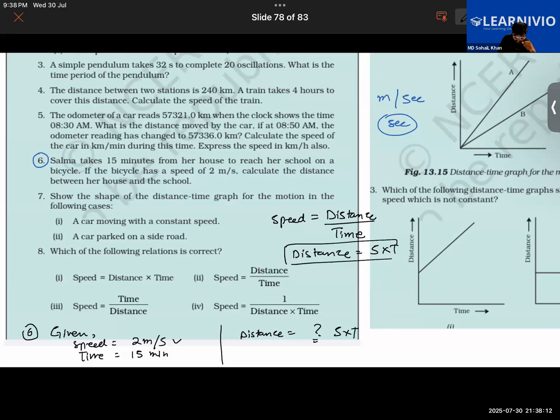So speed is given and time is given, but the unit of time is in minutes here, and for speed it's 2 meters per second. So time needs to be converted into seconds, and then you'll be multiplying it. Okay, Ibrahim, can you type your answer?